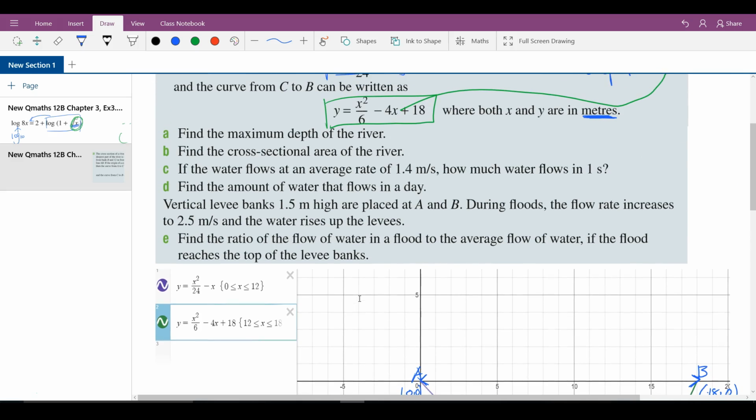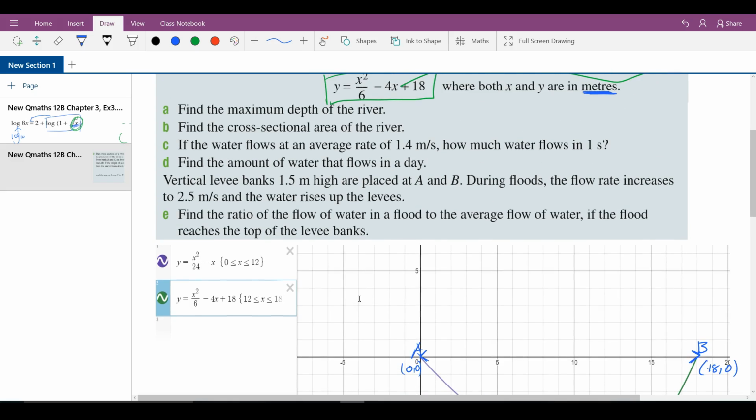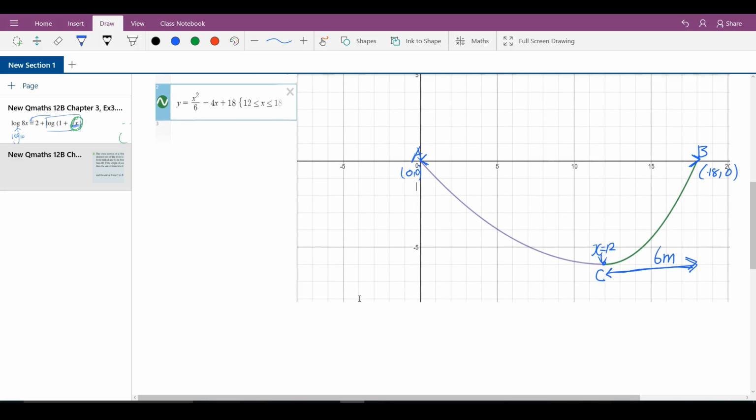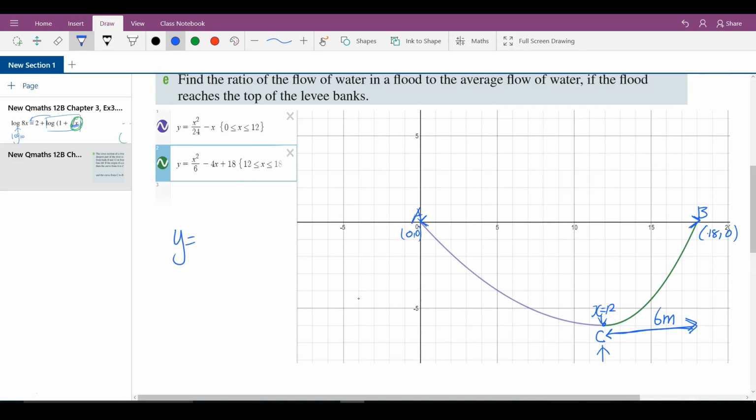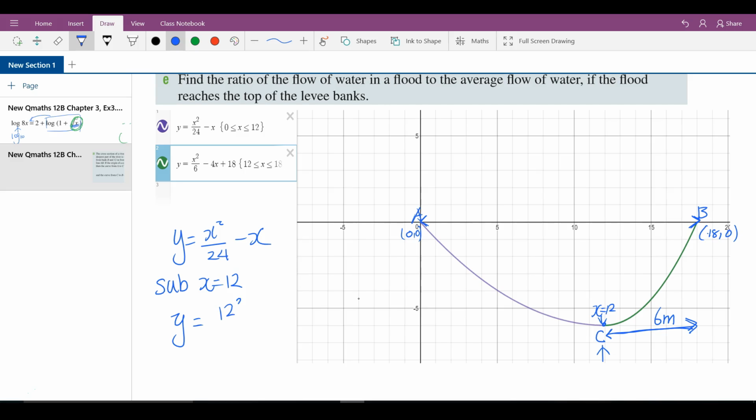So it says find the maximum depth of the river. The deepest point is C, right? We know the deepest point is at C. So for the first function, y equals x squared over 24 minus x, all we need to do is sub in x equals 12 so we can get the y value. So minus 24, sorry, and then minus 12.